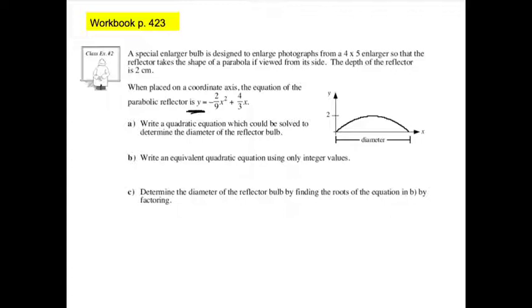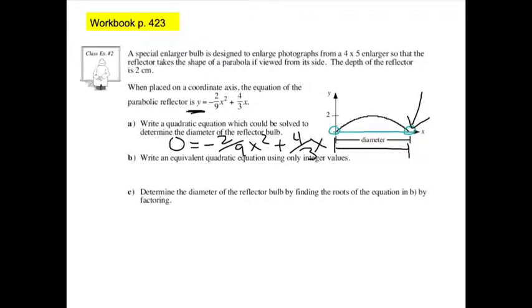Big hint is right here. y is equal to this. If you notice, on the edges of the parabola, when placed on a coordinate plane, the edges are at 0 on the y-axis. So if you replace y with 0, that should help you find the diameter of the reflector bulb, because that would be over here. The diameter is from here to here. So 0 is equal to negative 2 over 9 x squared plus 4 over 3 x.